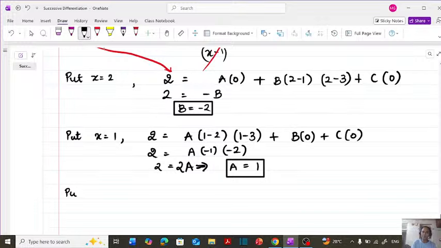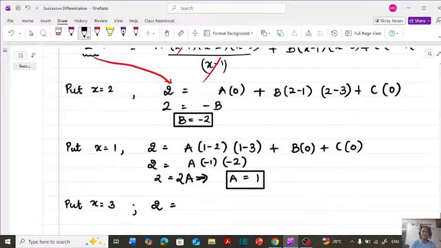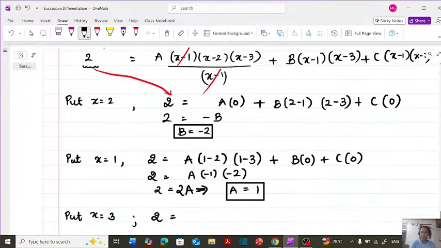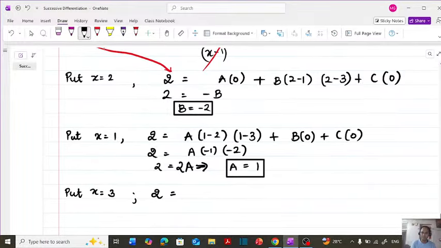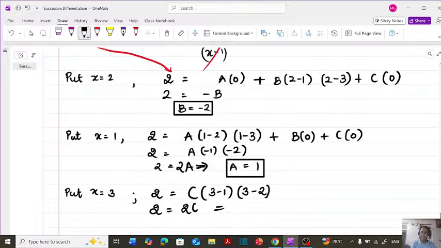The moment you put x equal to 3, substituting in the appropriate equations, you will get 2 equal to c times (3 minus 1)(3 minus 2). Again the same thing: 2 equals 2c, and so c equals 1 is your output.